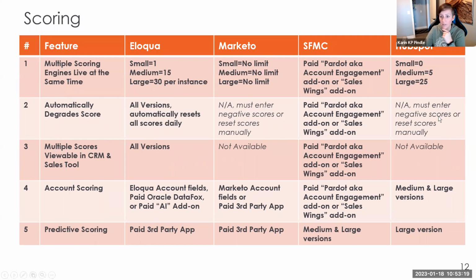HubSpot is very similar to Marketo. In Salesforce Marketing Cloud, it's almost the same the whole way down, except for predictive scoring, but you have to use a paid add-on to do scoring with Marketing Cloud since it's not out of the box.